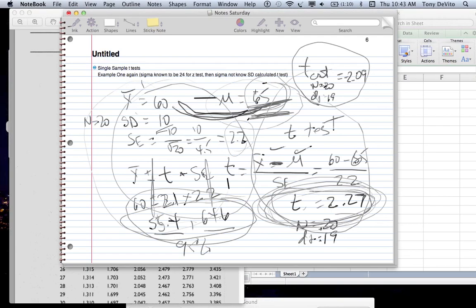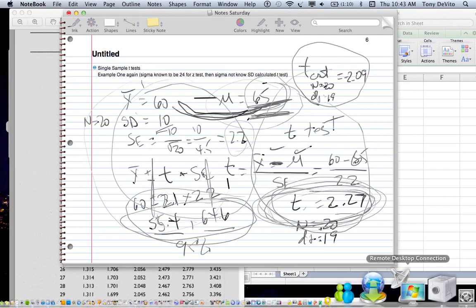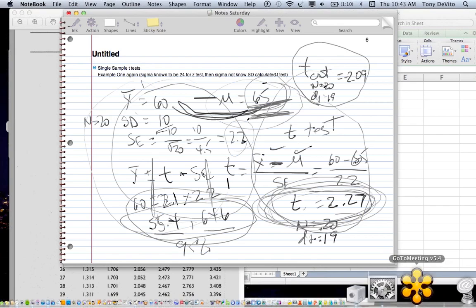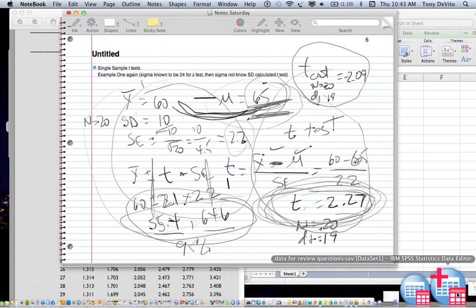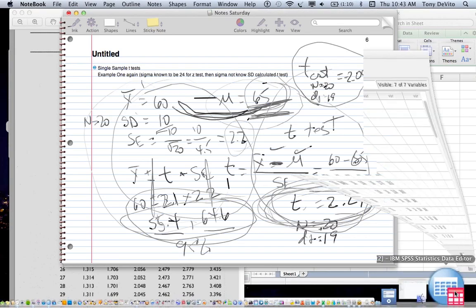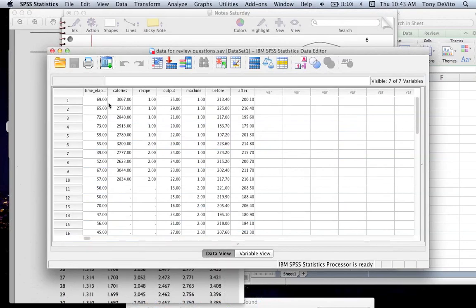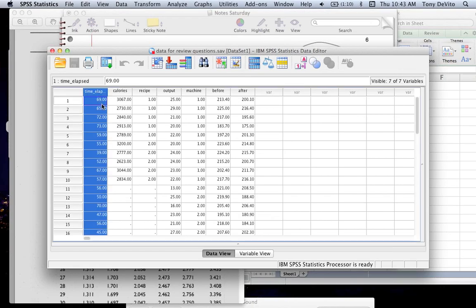Now, I'm going to do this same thing one more time. I'm going to open SPSS, which I think is open already. Let me see if I can get to it. Yep, here we go. I'm going to open SPSS, and I have taken a lot of the data that we're working with here in a couple of different files, and I put them together into a single file. This one over here is time elapsed. That's my column. That's what I'm comparing.